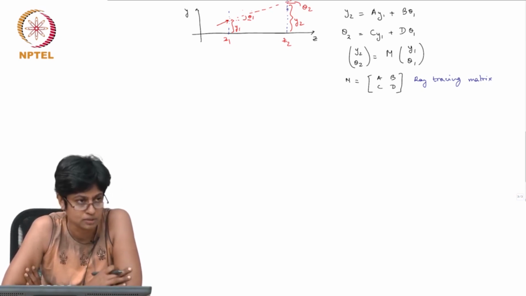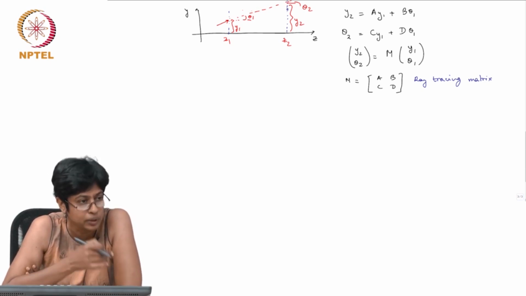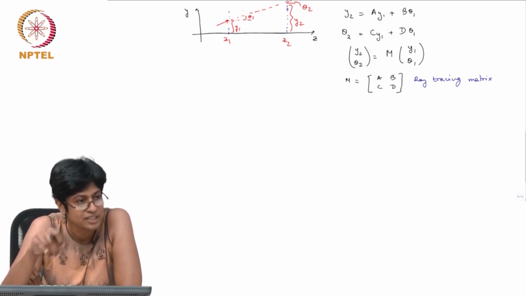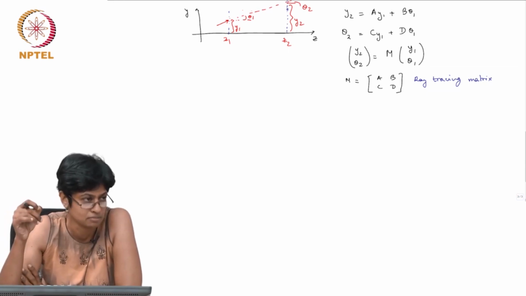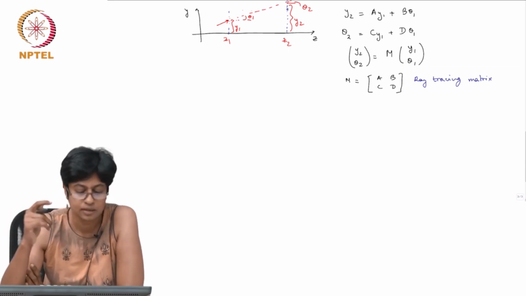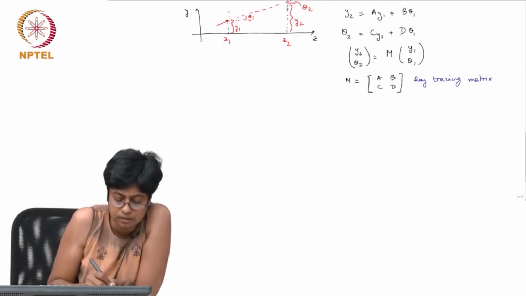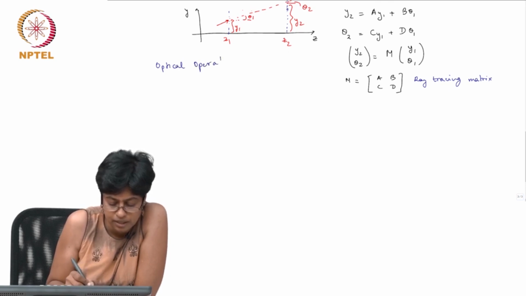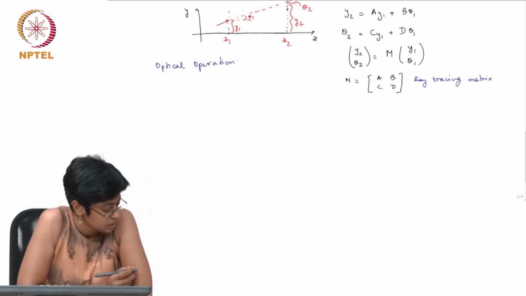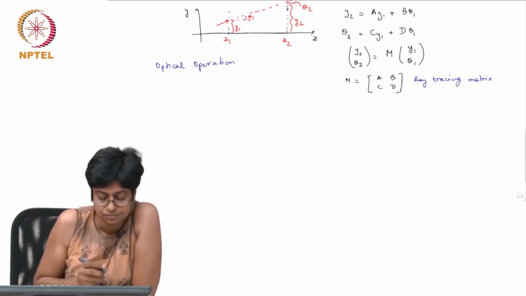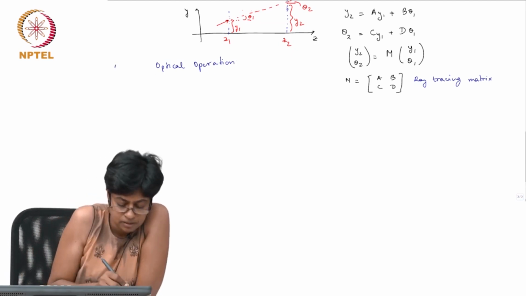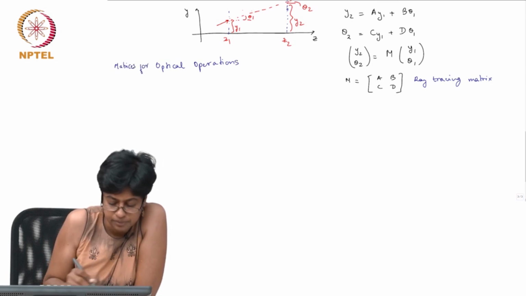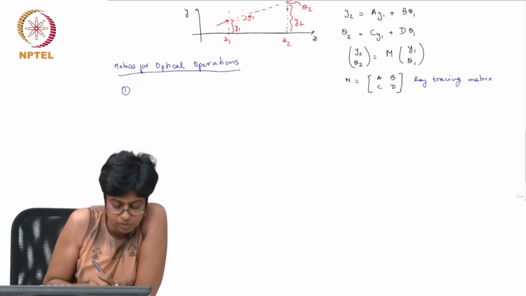So how do we use this? The easiest way is to start looking at ray transfer matrices for different optical operations. Okay. So let's start with the simplest optical operation, and that is traveling through free space. So, matrices for optical operations, and the first one we are going to do is free space.